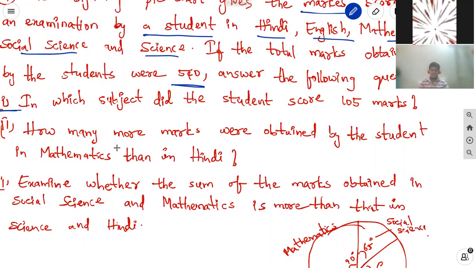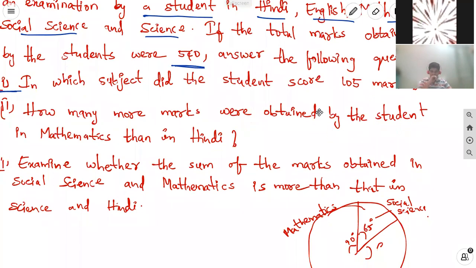How many more marks were obtained by the student in mathematics than in Hindi? Third one, examine whether the sum of the marks obtained in social science and mathematics is more than that in science and Hindi. Okay. These three are questions.